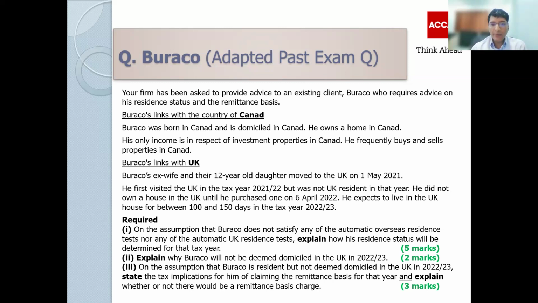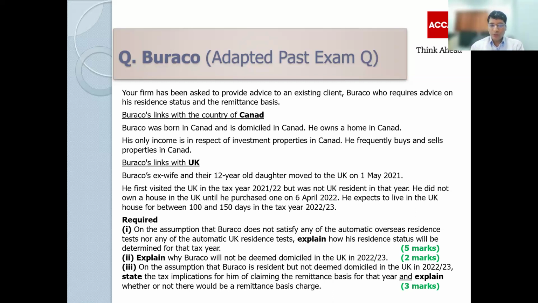But our points in the exam may not always be so accurate. Therefore, you always try to put 1 or 2 more points just in case, to be safer. So here, 2 marks, 2 points, maybe add 1 or 2 short points just to satisfy yourself. But remember the time. The third is on the assumption that Barako is a resident. See, is resident but not deemed domicile.